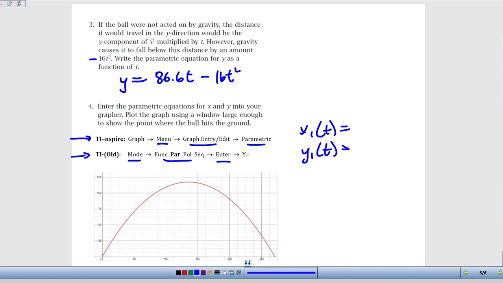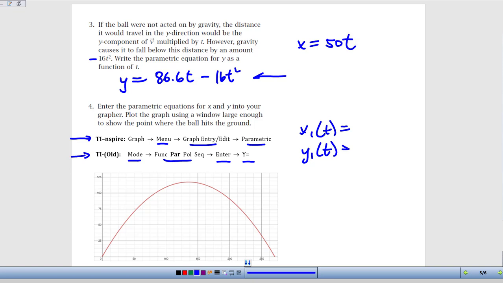We hit the enter button, and then if we hit the y equals key up at the top of our calculator, now we'll see that it doesn't say y equals. It'll instead be giving us a set of x and y equations into which we can enter our 2 parametric equations. So we've got one of them here, that's y equals 86.6t minus 16t squared, and the other one, if you'll recall, was 50t.